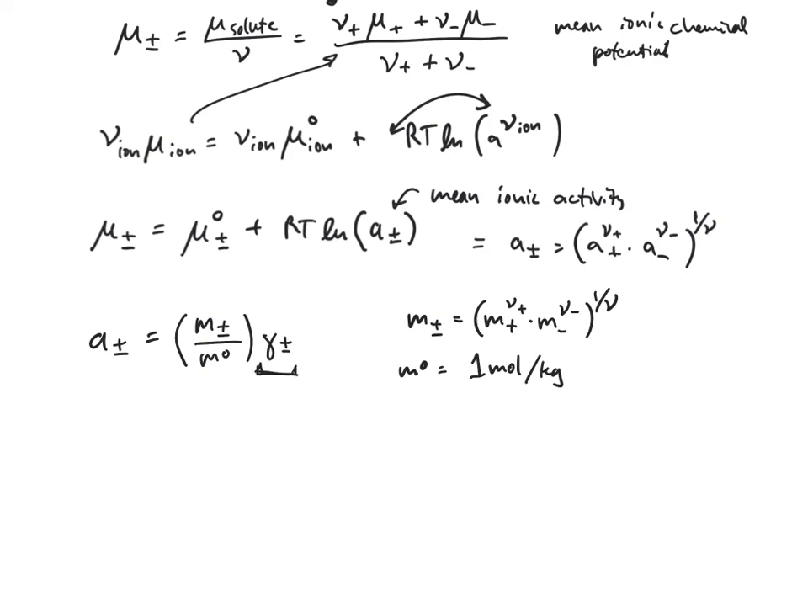But this guy right here, this gamma plus minus, which is the mean activity coefficient, we can find this. We can calculate it directly. So for the first time, we'll actually see a theoretical framework for how to get that gamma value, that activity coefficient. And that's what we'll see in the next video.